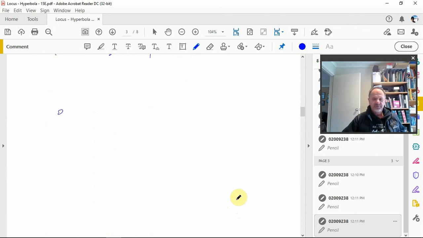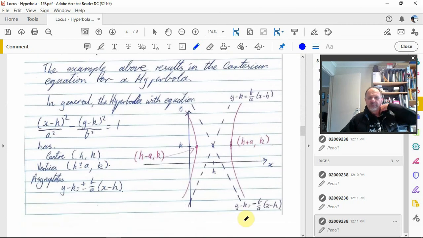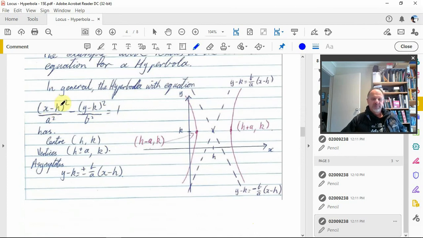And now let's move on. So Cartesian equation, there we go. An example above results in the Cartesian equation. In general, with our Cartesian equation, x minus h squared on a squared minus y minus k squared on b squared equals 1. Minus here for hyperbola. So centre is h and k. Vertices, that's these bits here: h plus or minus a. So again, we move plus or minus a, moving that way, and k.